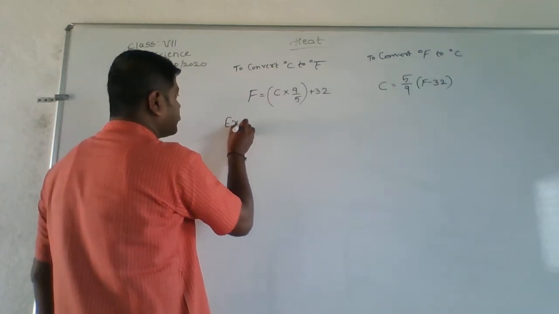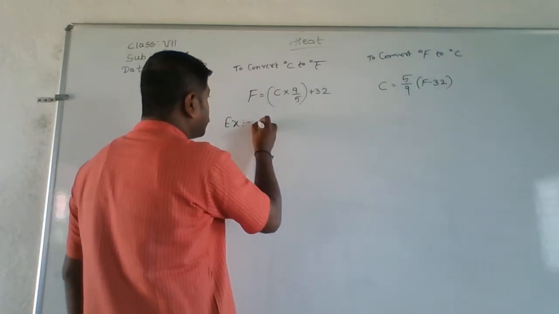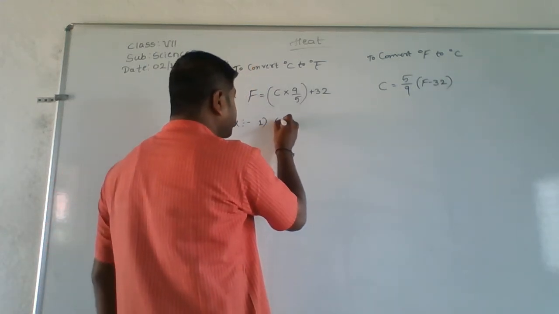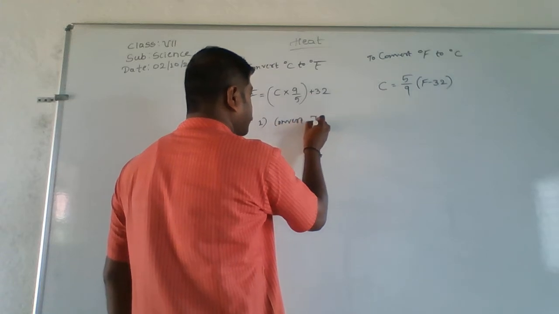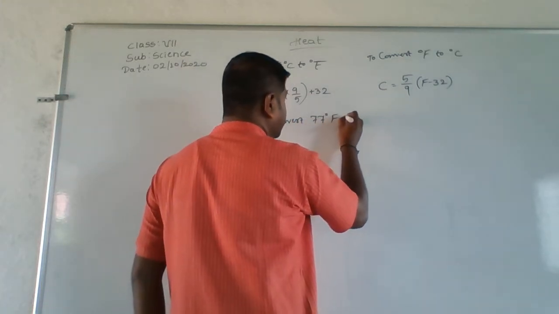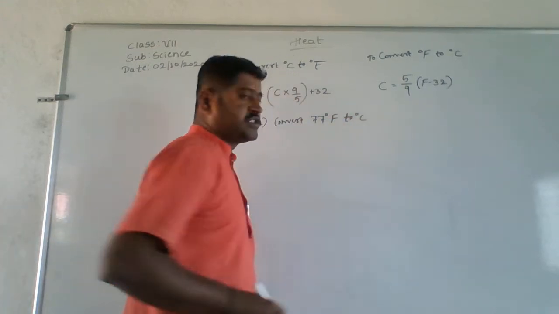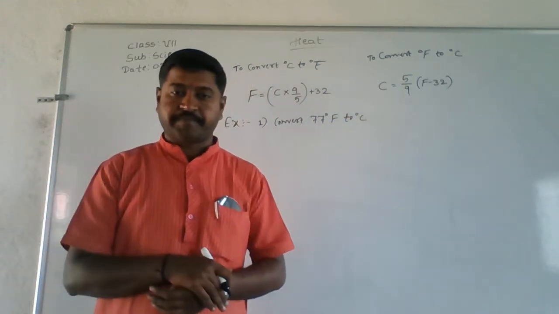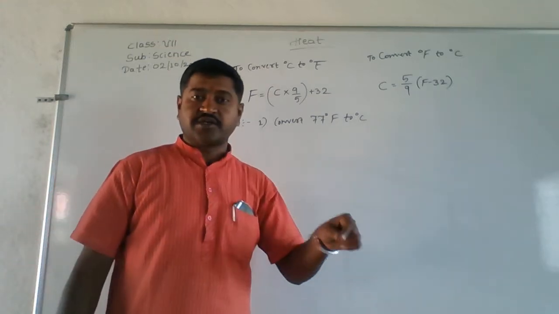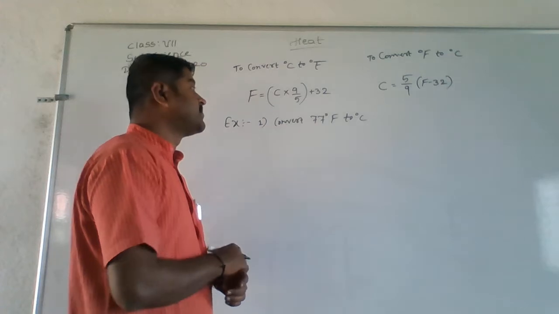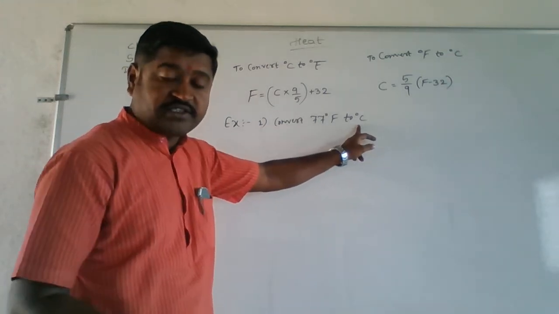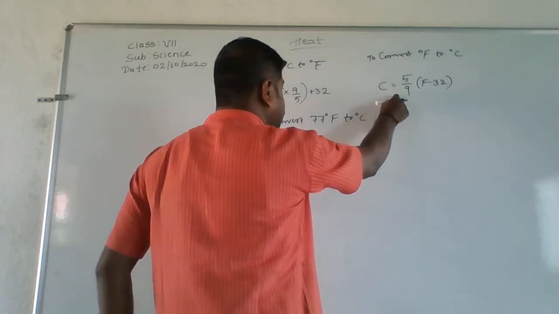For example, if we take what is given in the textbook, convert 77 degree Fahrenheit into degree Celsius. If this is the question, what they are told? They are told to convert this 77 degree Fahrenheit into Celsius scale. Means we have to find the Celsius scale. What is the formula for finding Celsius scale? It is this one.